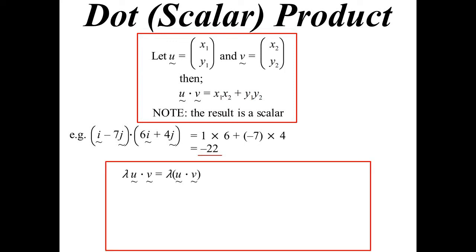So, some rules for manipulating with the dot product. If I'm going to multiply the dot product by a scalar, it doesn't matter whether I do that multiplication first or last. So I could multiply, say, vector u by lambda, then do the dot product, or I could do the dot product, then just multiply the answer by lambda.